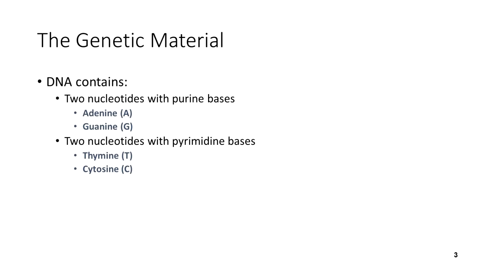DNA contains two nucleotides with purine bases, adenine (A) and guanine (G), and two nucleotides with pyrimidine bases, thymine (T) and cytosine (C). So when we are talking about DNA, we are talking about A, G, T, and C. Only those four nucleotides can be involved in DNA.